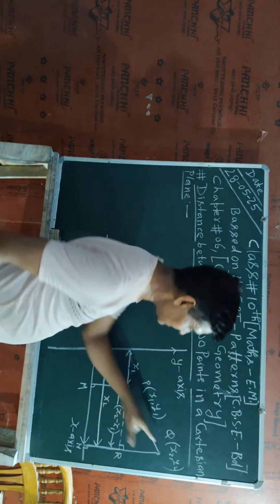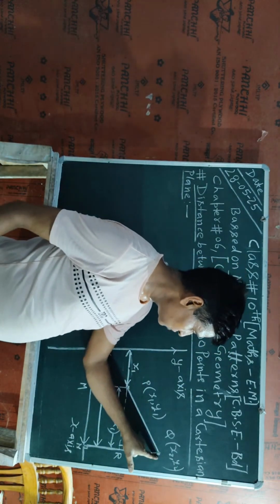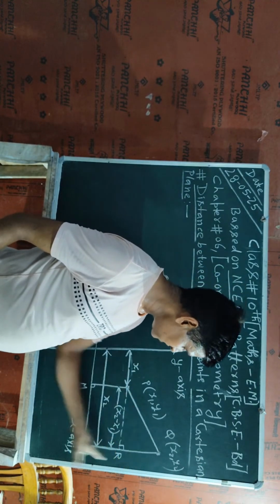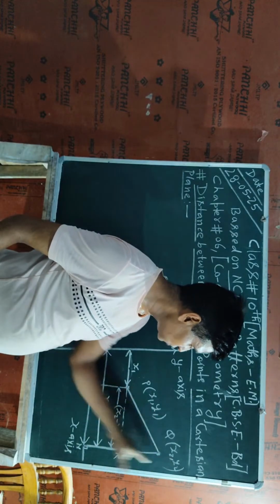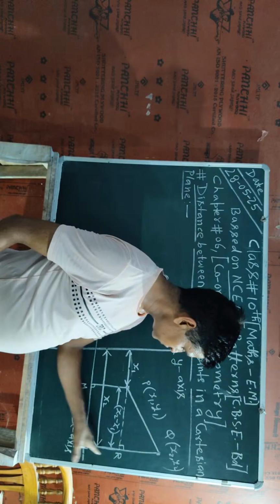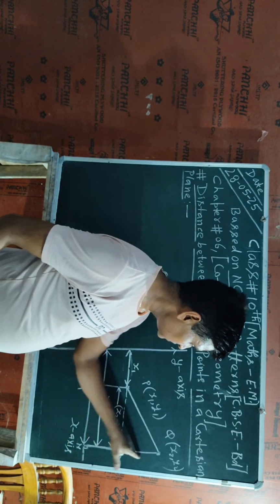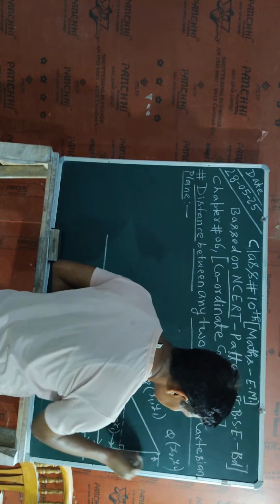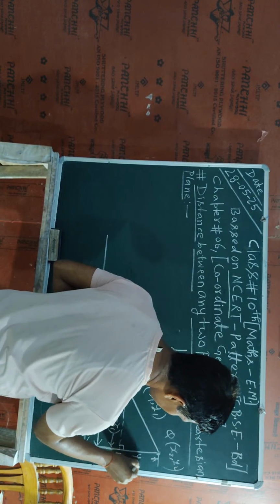Similarly, I will draw a line perpendicular to the y-axis from the point Q. So from this point to this point, the length will be y2, and from this point to this point is y1. So the length from this point will be y2 minus y1.